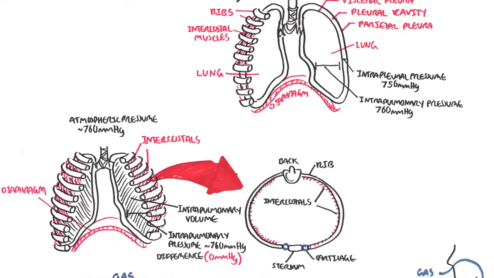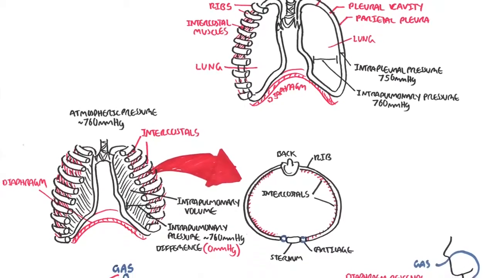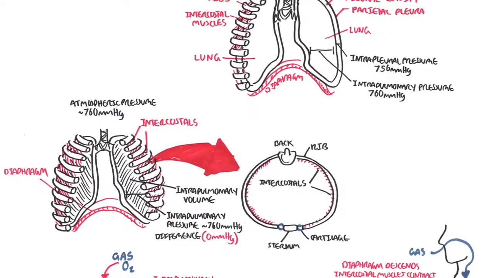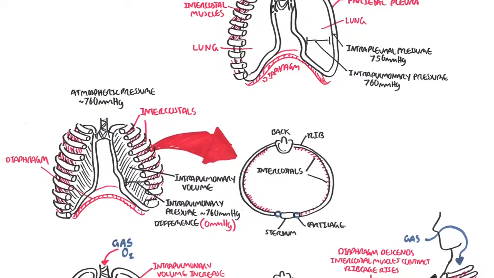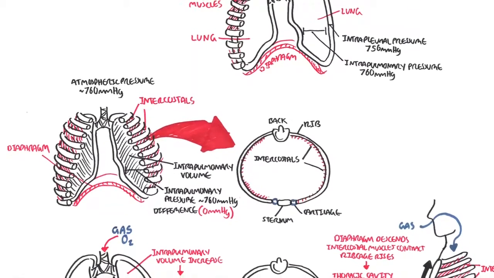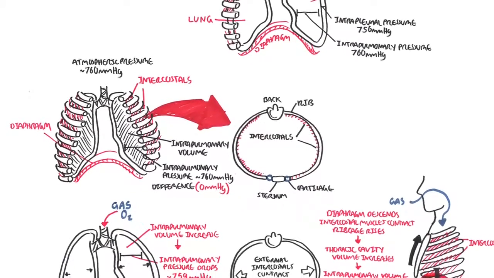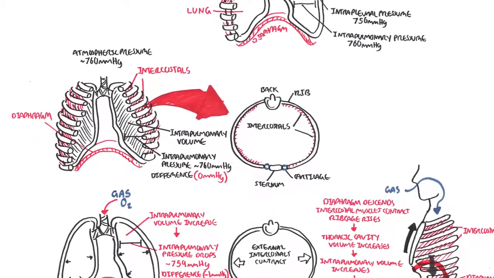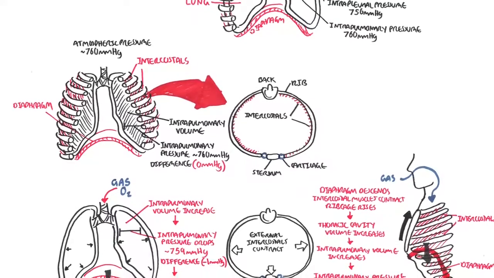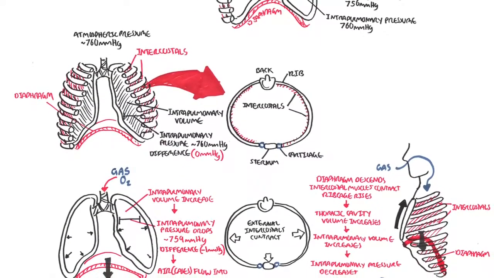Hope that all makes sense, the inspiration and expiration mechanism of breathing. Of course, it's important to note that you also have accessory muscles that are used in breathing. These accessory muscles are the sternocleidomastoid muscles and the scalene muscles.